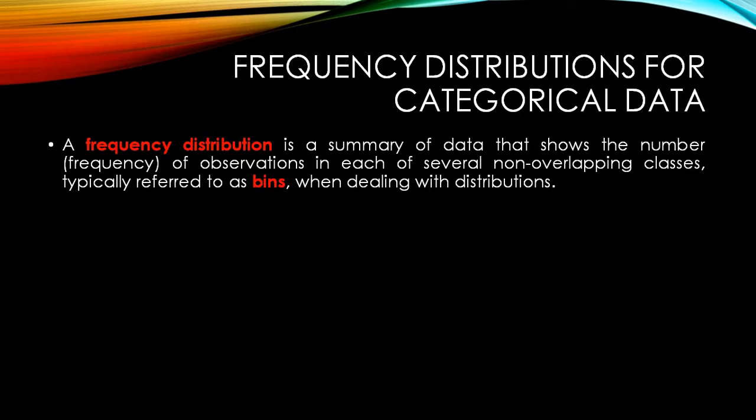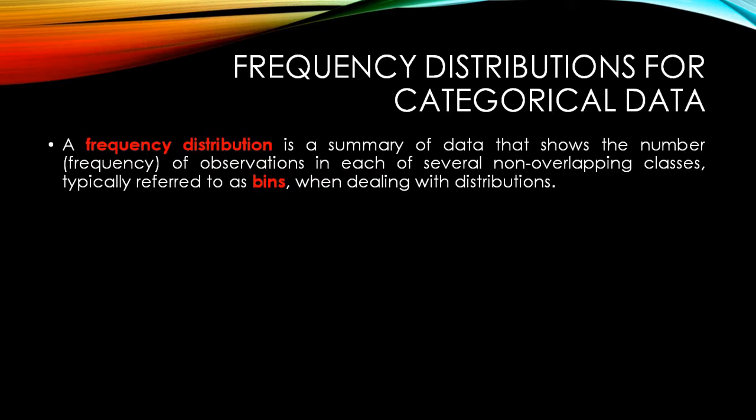First and foremost, let's understand what a frequency distribution is. A frequency distribution is a summary of data that shows the number, that is the frequency, of observations in each of several non-overlapping classes, typically referred to as bins when dealing with distributions.